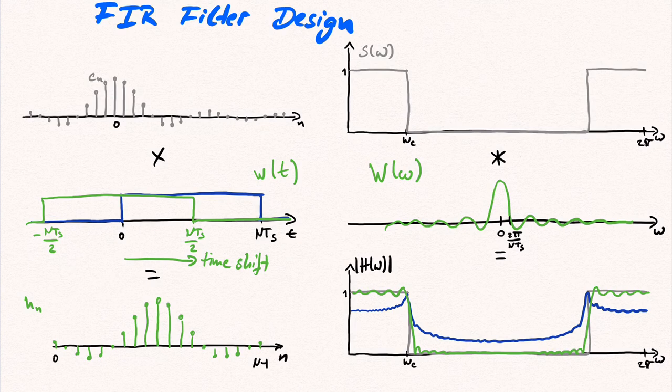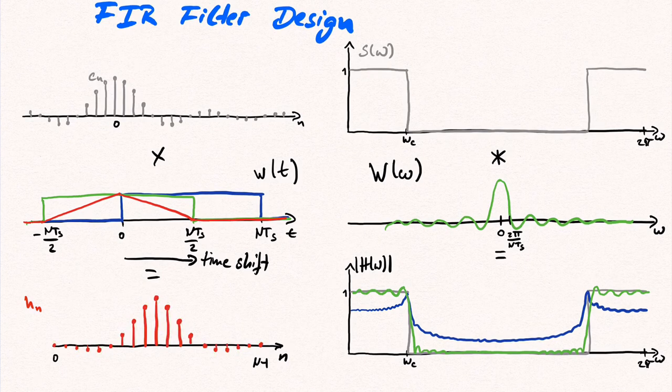But the magnitude of the frequency response of the obtained filter still has ripples in the pass band and in the stop band. Those ripples result from the convolution with the sinc function, which is the frequency response of the rectangular window that we have used in the time domain. So if we want to reduce the ripples of our filter in the frequency domain, we have to choose a window in the time domain whose frequency response has less ripples in the frequency domain. One such choice would be to use a triangular window before shifting the taps.